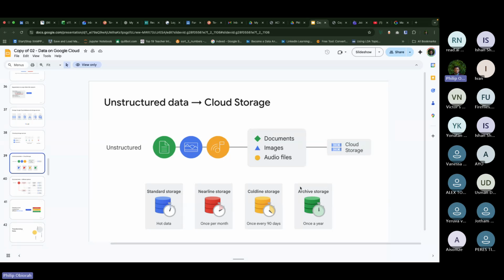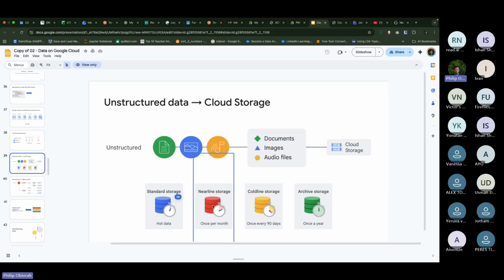Now, within cloud storage, you have different offerings. You have standard storage, nearline storage, coldline storage, and archive storage. Standard storage is hot data we use every day. If it's an application you're building and it will access that storage on a daily basis, you have to create standard storage. But if it's going to be accessing the storage once a month, then you can create nearline storage.